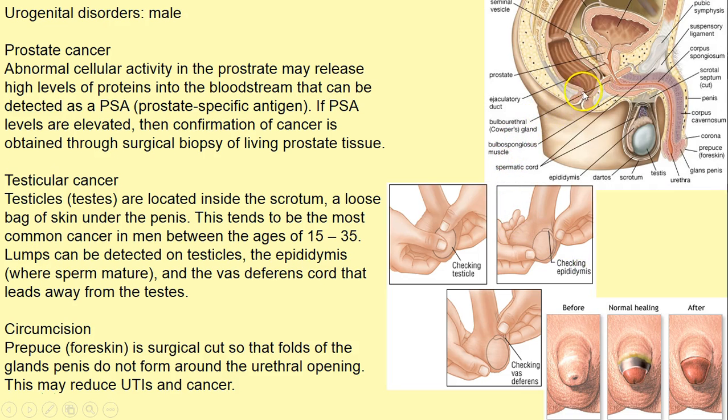For men, I mentioned the prostate, but if prostate-specific antigen becomes high in the bloodstream, that's indicative of cancer. The testicles may also develop cancer, and this tends to hit young men between the ages of 15 and 35. And finally, circumcision. There's some debate about the value of this, but the foreskin is removed, and it may reduce UTIs and cancer.